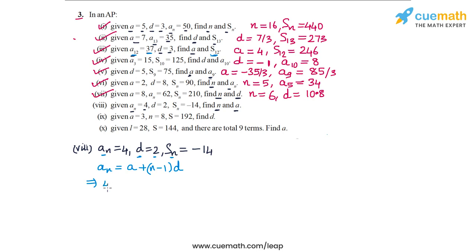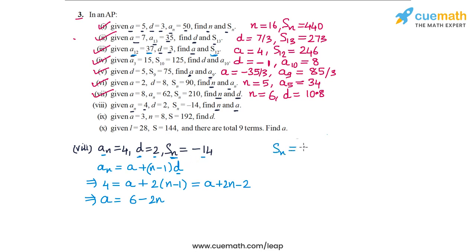So this means that 4 is equal to a plus d is 2, so a plus 2 times n minus 1, or a plus 2n minus 2. So from here we can write a in terms of n, so a will be equal to 6 minus 2n. Okay, now let's make use of the fact that Sn is equal to minus 14.